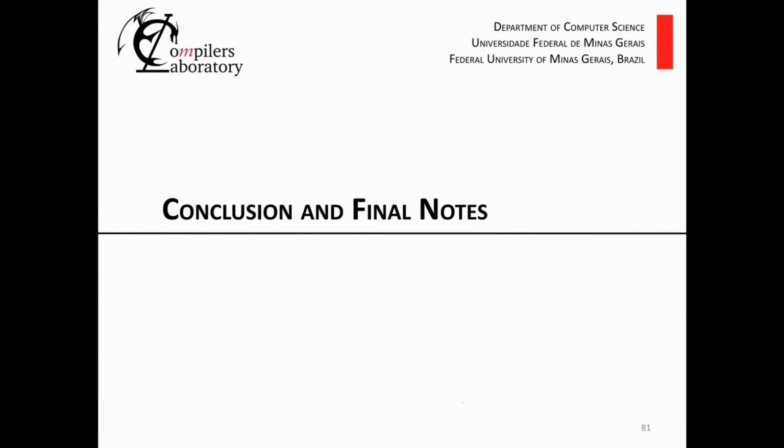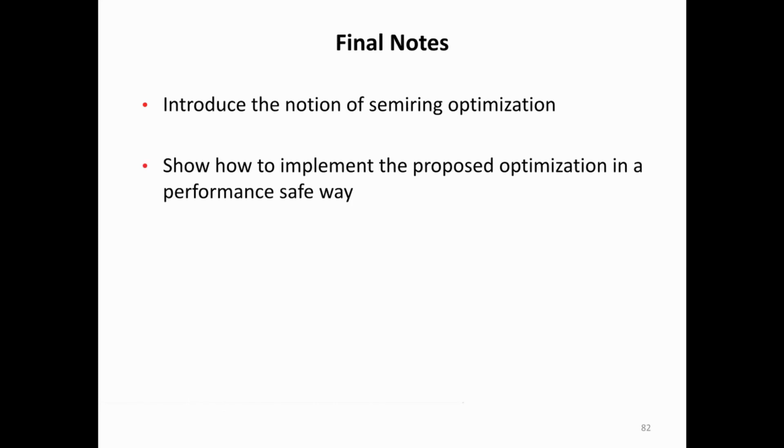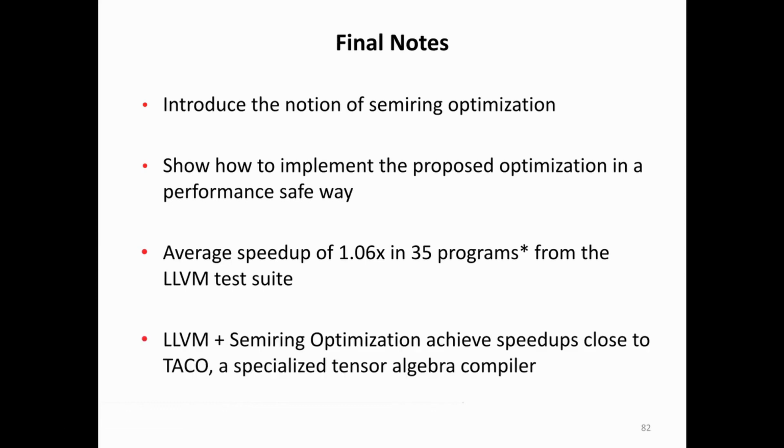For the conclusion and final notes, this work introduced the notion of semiring optimization. We showed how to implement this optimization in a performance-safe way. We have an average speedup of 1.06 in those 35 programs from the LLVM test suite. And when combined with semiring optimization, LLVM can generate code which can achieve speedups close to TACO, which is a specialized tensor algebra compiler.